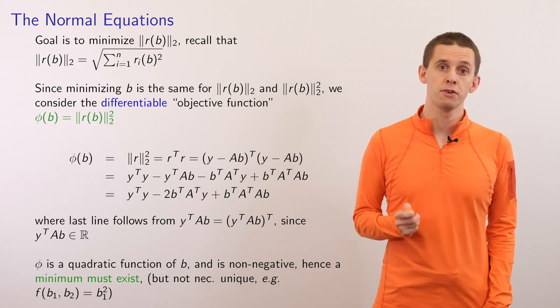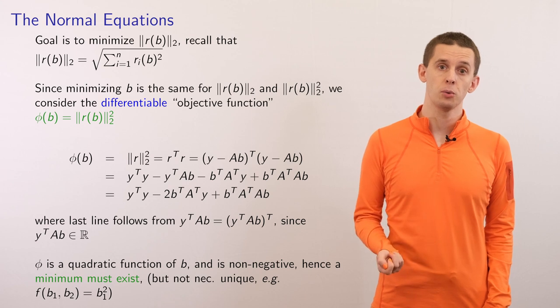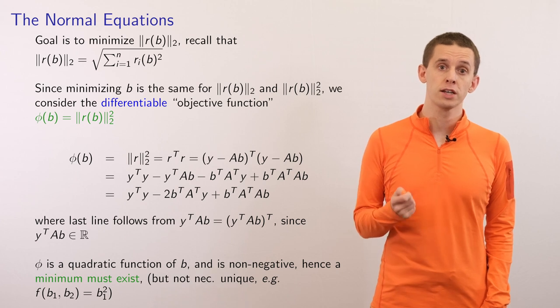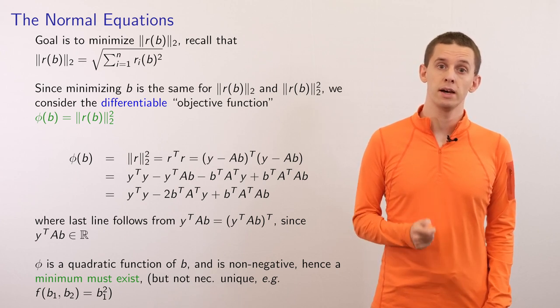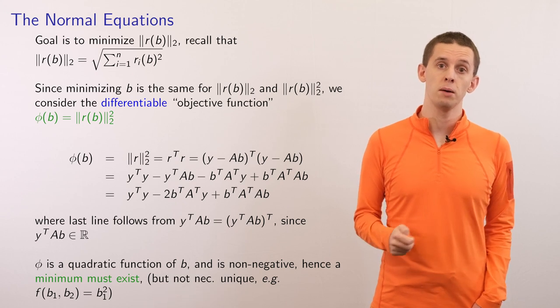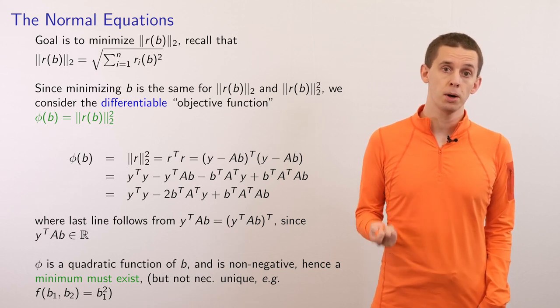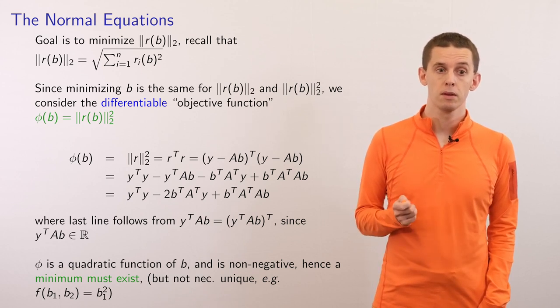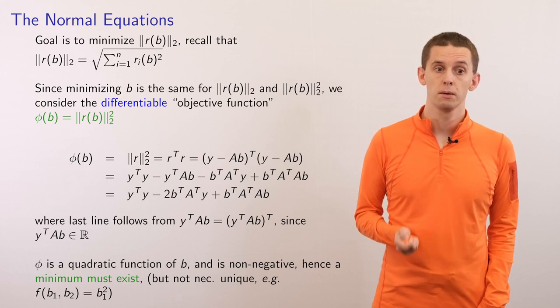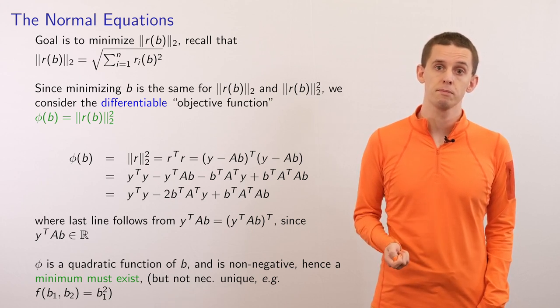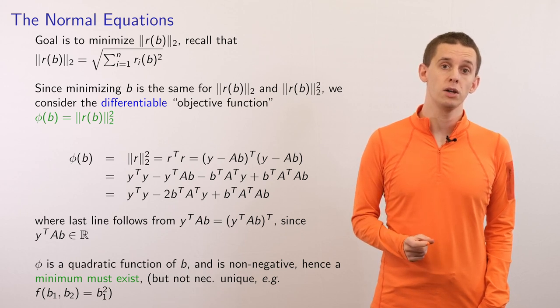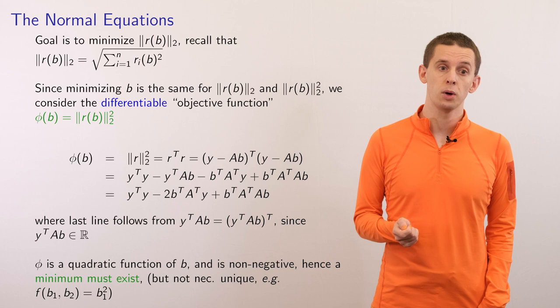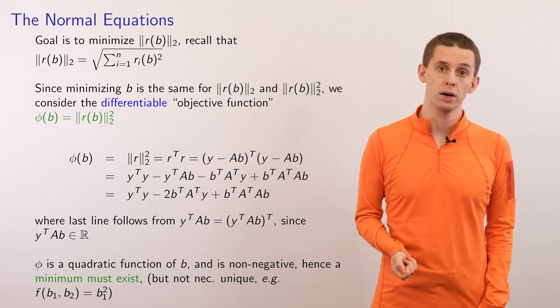We'll therefore introduce phi of b, which is just equal to this Euclidean norm squared. If we now look at the calculation of phi of b, we can write that out as just r transpose r, and we can expand that as (y minus Ab) transpose times (y minus Ab). We can then multiply out the components, and that gives us y transpose y minus y transpose Ab minus b transpose A transpose y plus b transpose A transpose Ab. We can combine the second and third terms, and that then gives us y transpose y minus 2 b transpose A transpose y plus b transpose A transpose Ab.